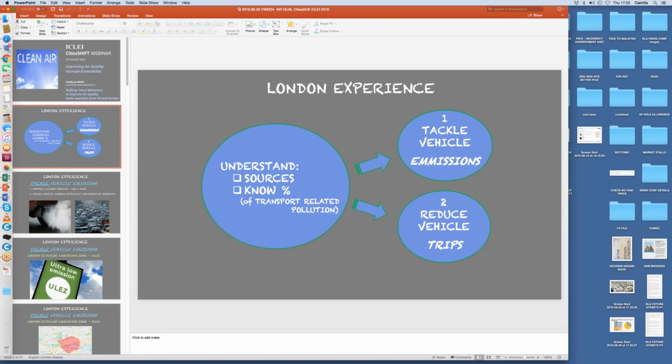And one is to tackle vehicle emissions. So these are transport problems.